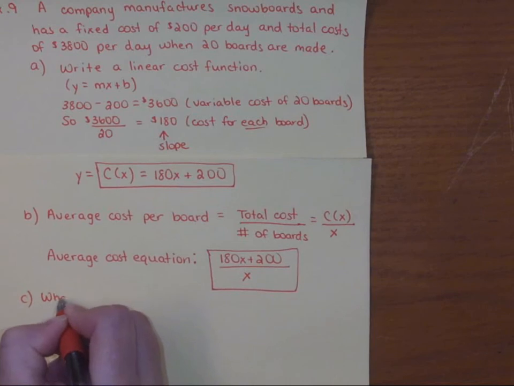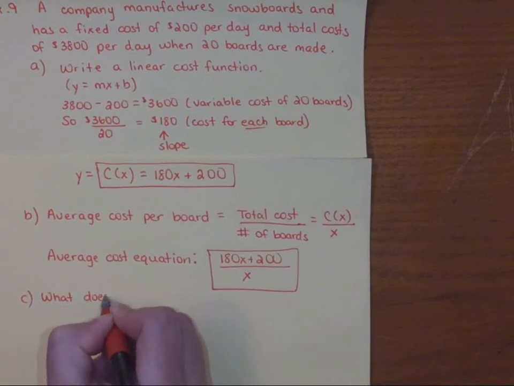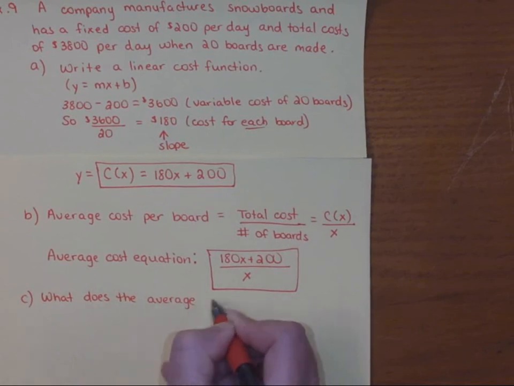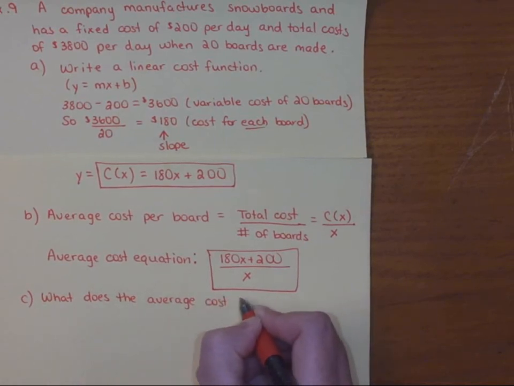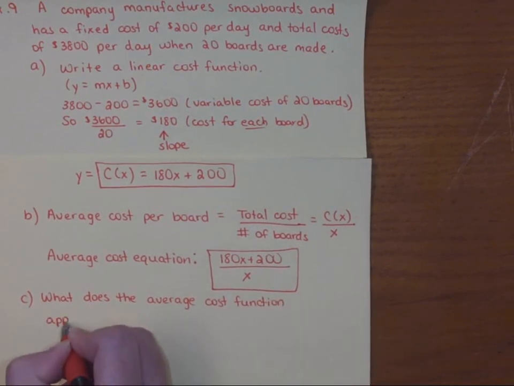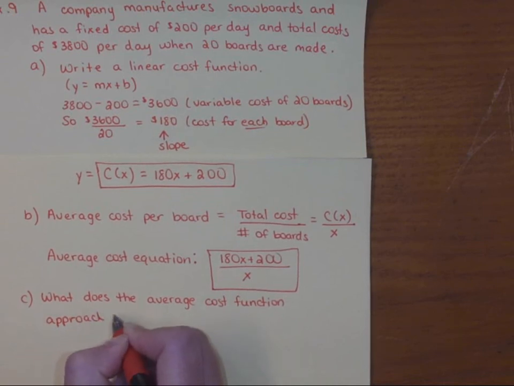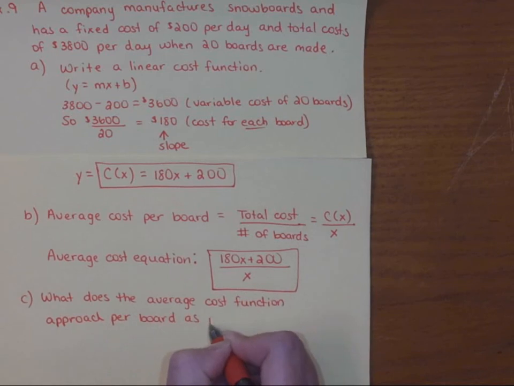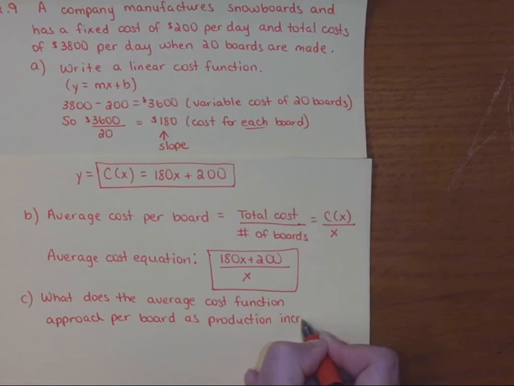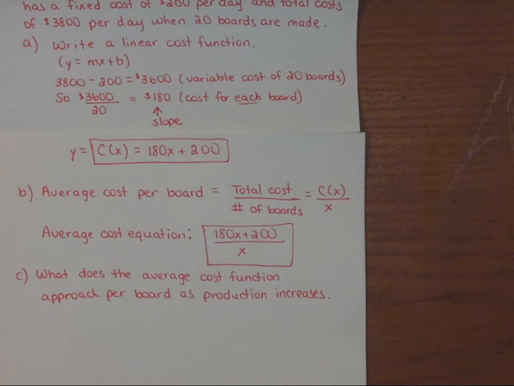And then last but not least, I want you to answer this question. I want you to tell me what this average cost function, the one that we just found in part B, approaches per board as production increases. So in other words, if I think about production going up and up and up, then what's going to happen to my average cost? So I'm going to underline this phrase.